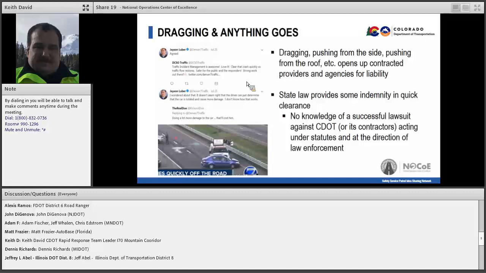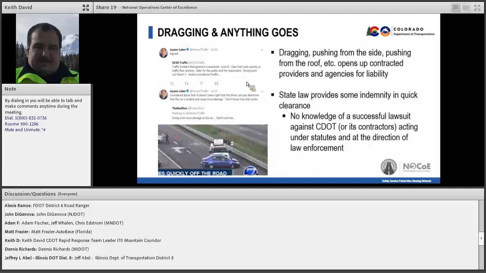A lot of people got upset, said if someone did that to their car, they would sue. As you can see, Douglas County Sheriff's responded saying that what we were doing was great, it was the right thing, we opened up traffic quickly. Dragging, pushing from the side, pushing while it's on its roof, pushing while it's on its side, all that stuff does open up potential liability issues.